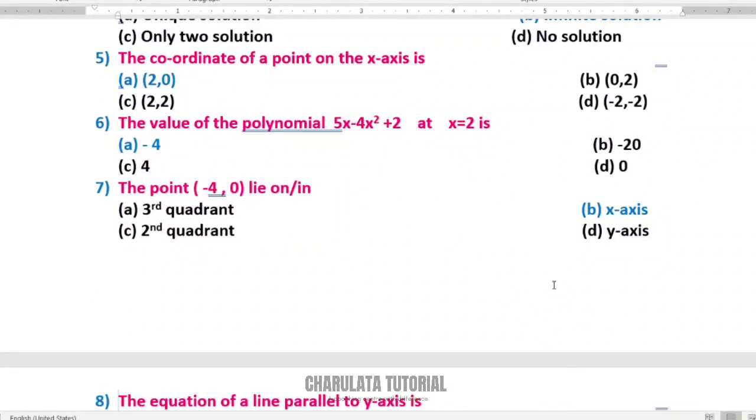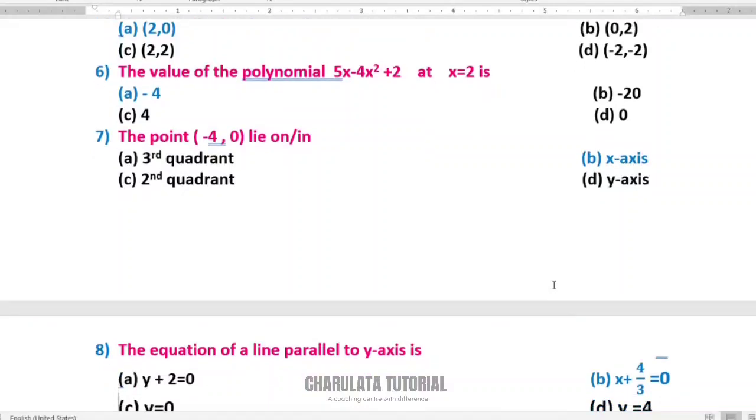The value of the polynomial 5x - 4x² + 2 at x = 2 is... here if we put x = 2 we get the value as -4. The point (-4, 0) lies on... since the ordinate is 0, therefore it lies on the x-axis.